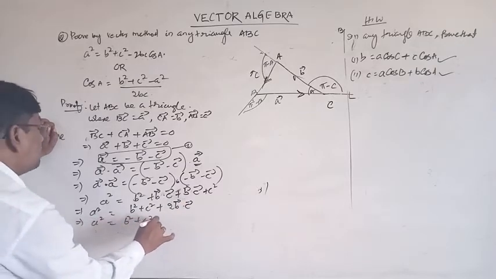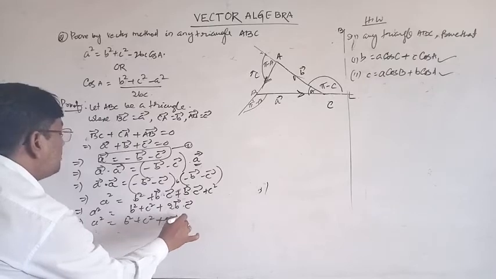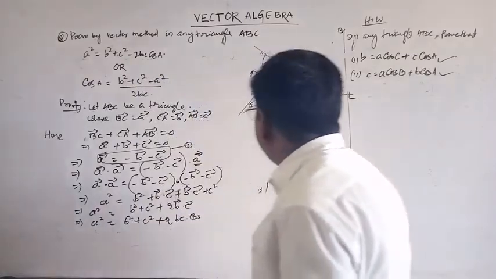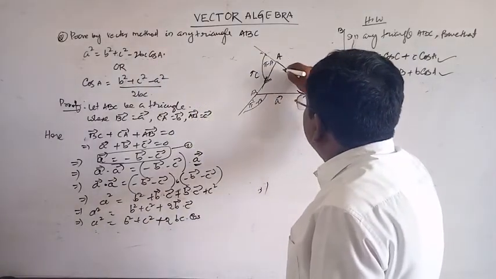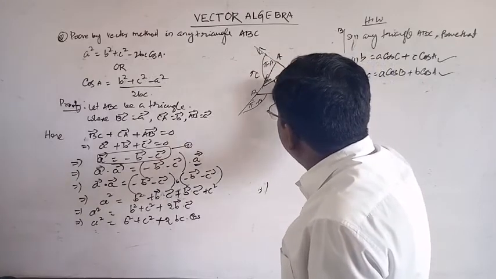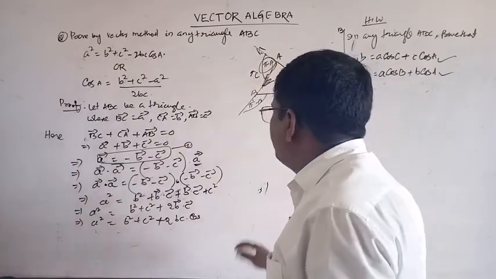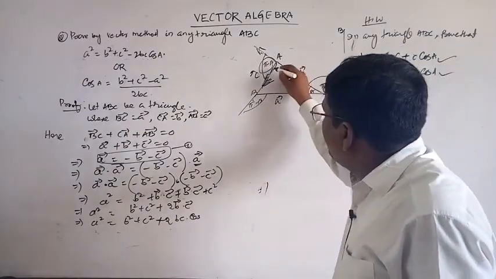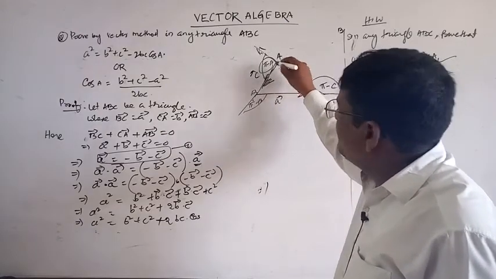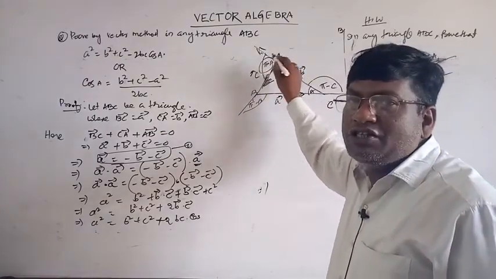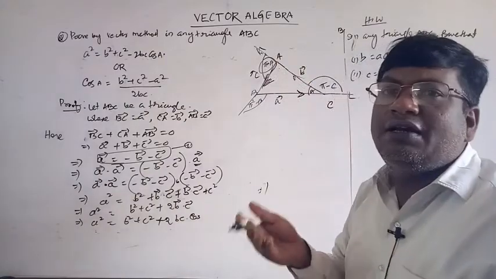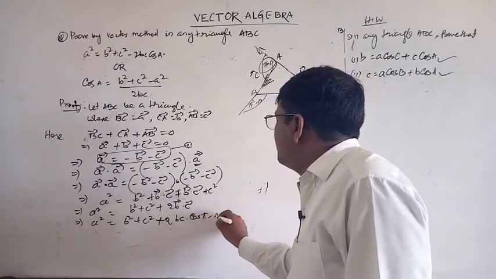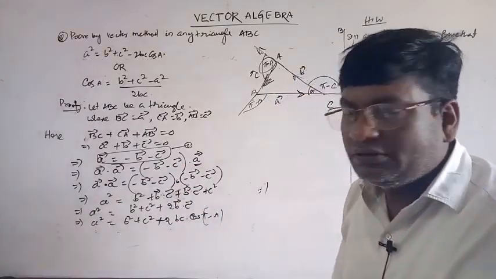A square is equal to B square plus C square plus 2B dot C, which means BC into cos of the angle between B and C. What is the angle between vector B and vector C? This is the angle between vector B and vector C, which is pi minus A. The angle A is here, and this angle is pi minus A. So the angle between B vector and C vector is pi minus A. Put pi minus A here.